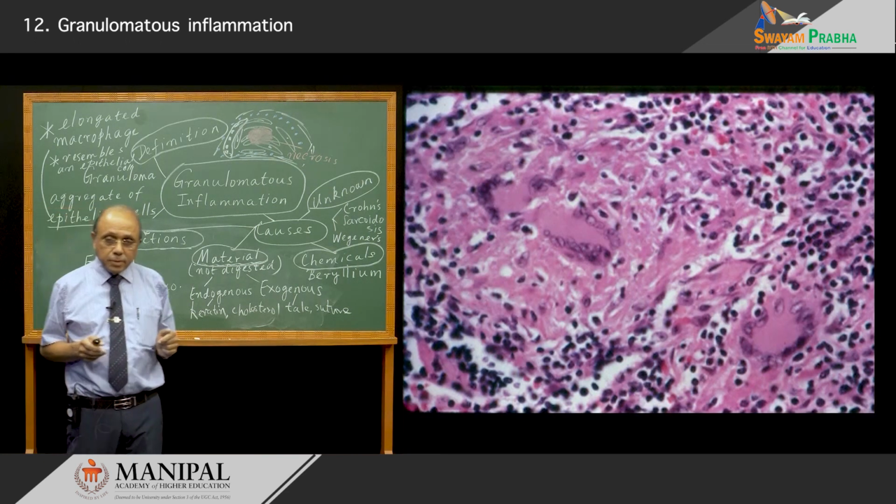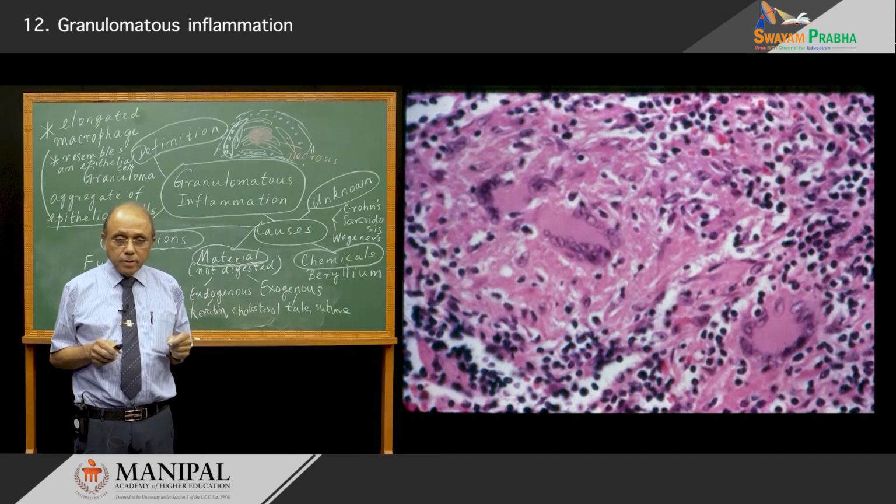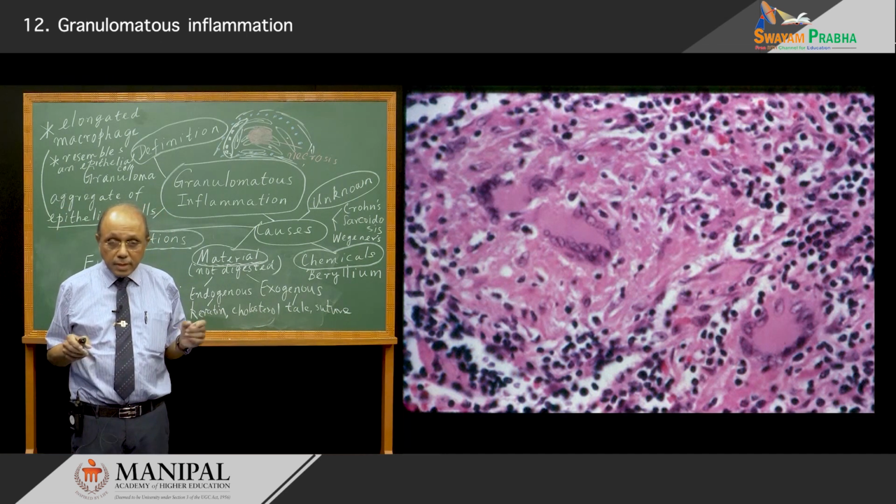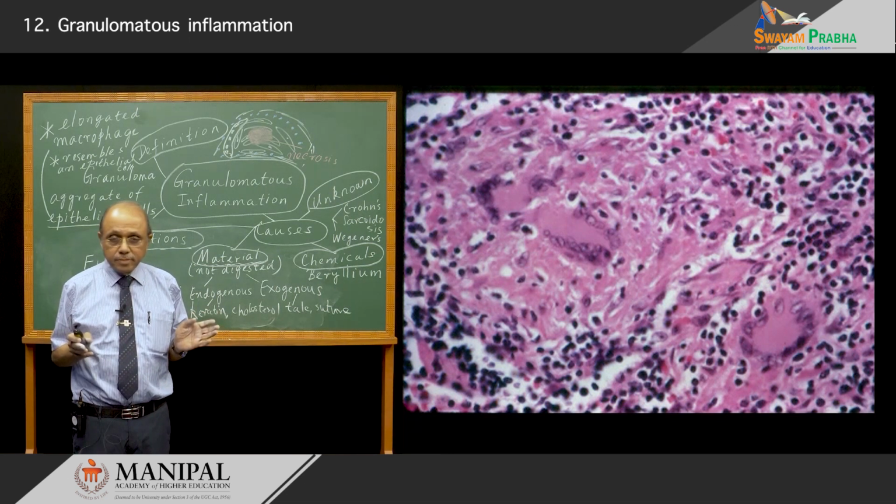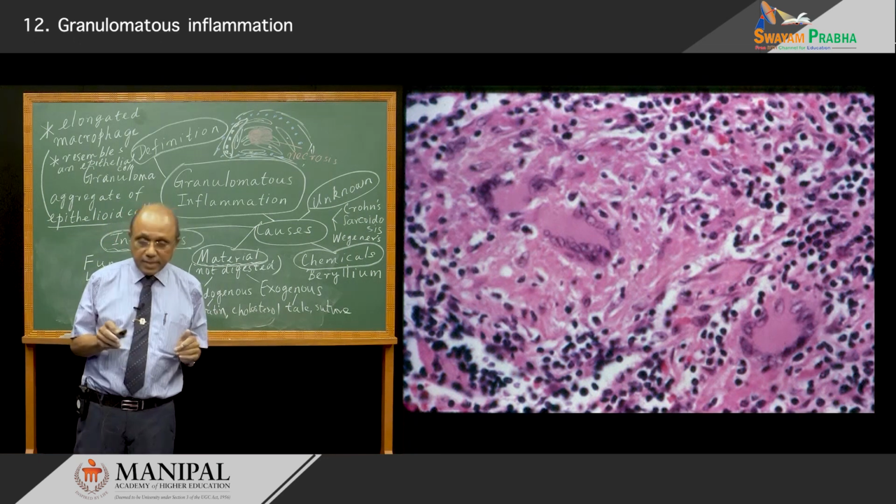This is another picture to show the granuloma. You see 3 Langhans giant cells, and the cells in between, the lighter colored cells you see are the epithelioid cells, and at the periphery you see the darker colored lymphocytes.